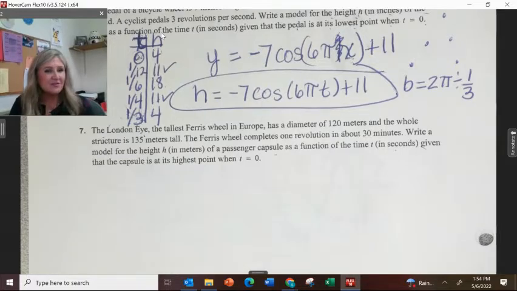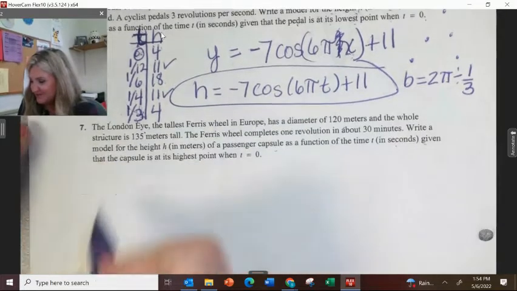Has anybody been to England to see that? Did you guys see it? Did you go on it? Cool. All right. Let's look at this problem then.